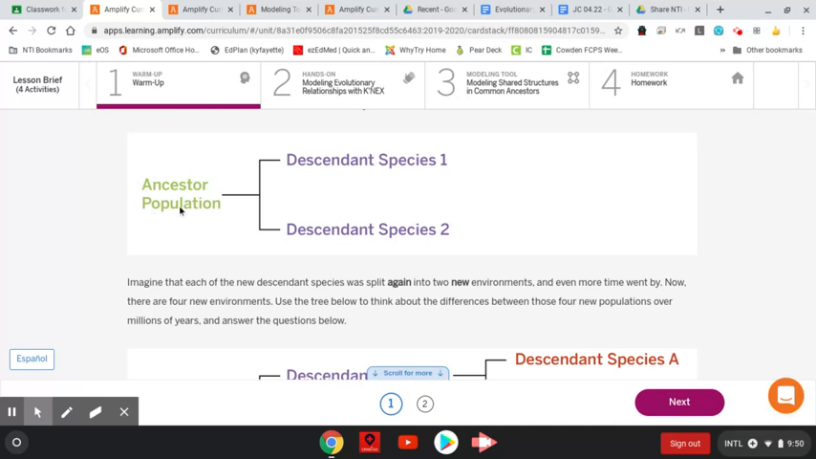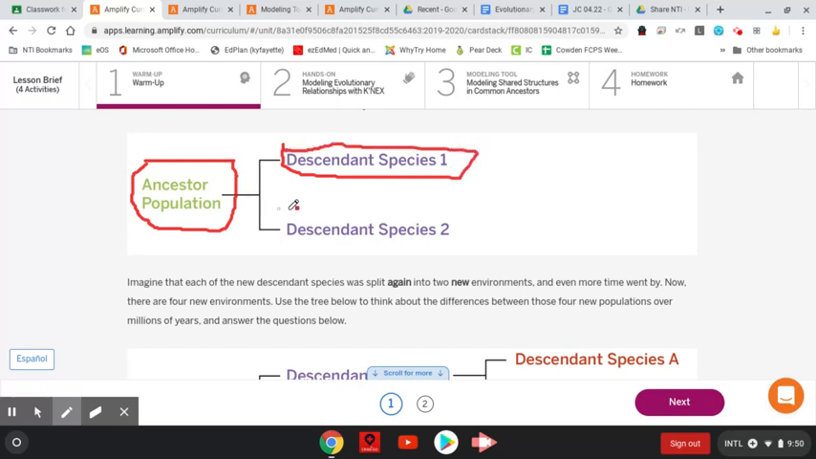As you can see, it starts with the ancestor population right here in the first one. And they get split off and form two different descendant populations. So maybe they got split up into a new environment or got separated, like maybe one of them swam over, like the Galapagos turtles, to a new island. Think about it like they got completely split up and formed two new species.